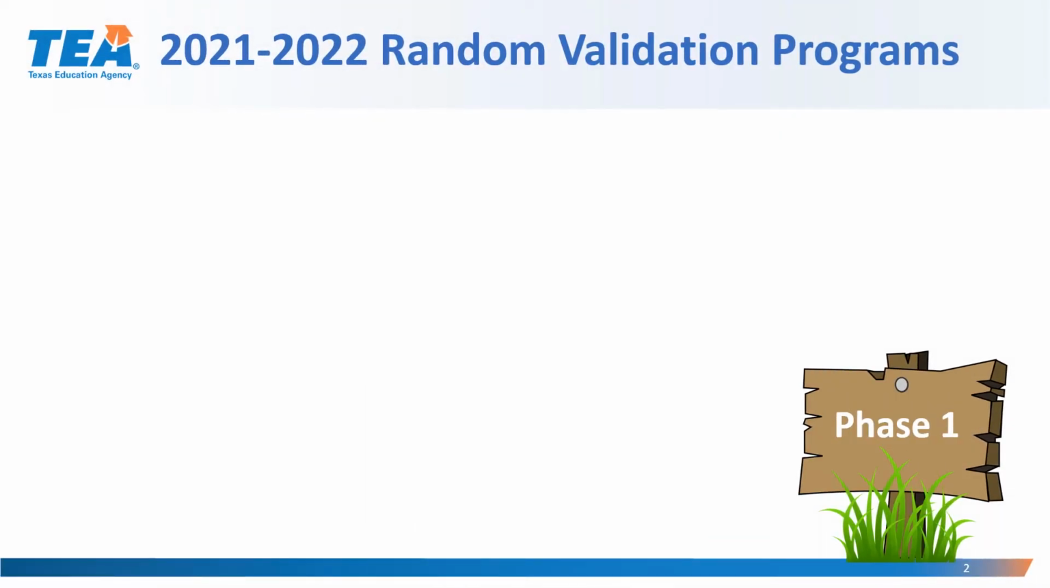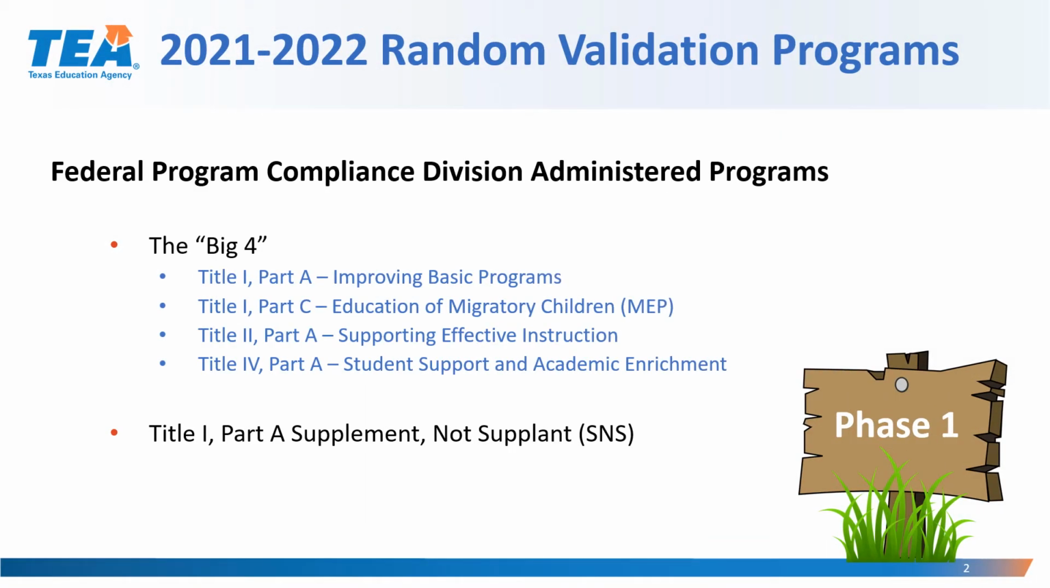For Phase 1 of the Random Validation process, the Federal Program Compliance Division administered programs that have been selected are the Big Four, which is Title I Part A, Title I Part C, Title II Part A, Title IV Part A, and Title I Part A Supplement Not Supplant.